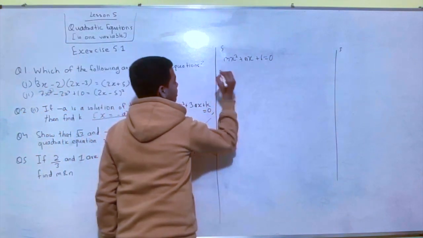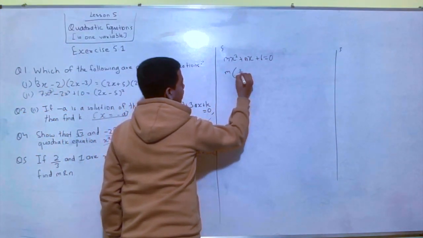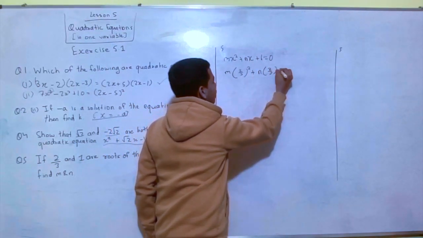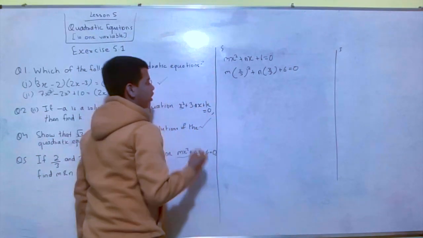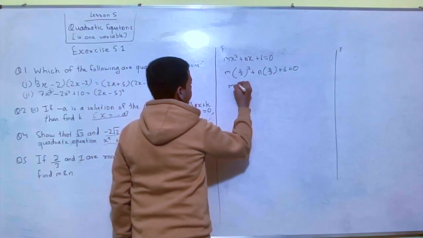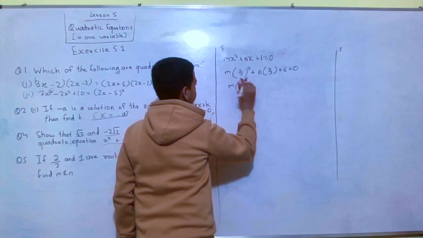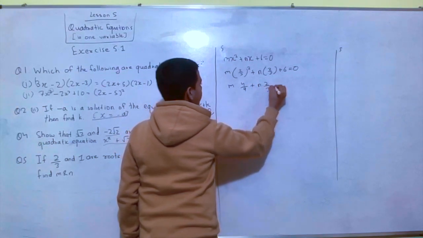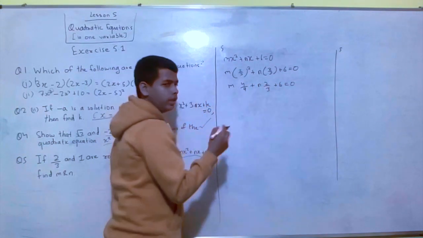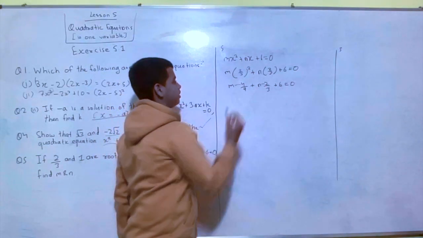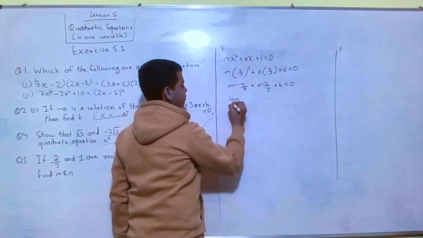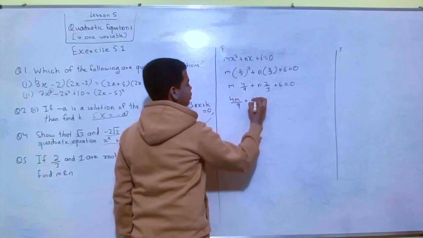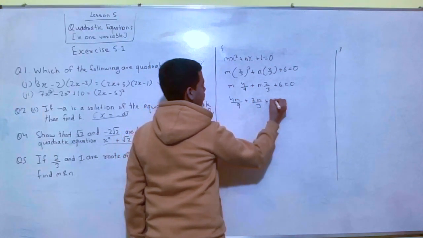So we will take 2 by 3 as x, m into 2 by 3 whole square plus n into 2 by 3 plus 6 is equals to 0. Now when we evaluate this we get m into 4 by 9, we can just remove the brackets, plus n into 2 by 3 plus 6 is equals to 0. Now here we can directly multiply this with this and this with this. We will get 4m by 9 plus 2n by 3 plus 6 is equals to 0.